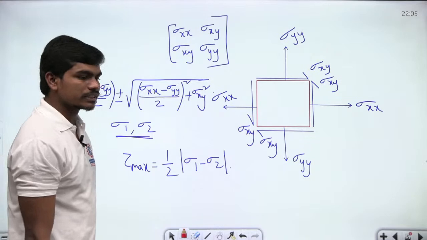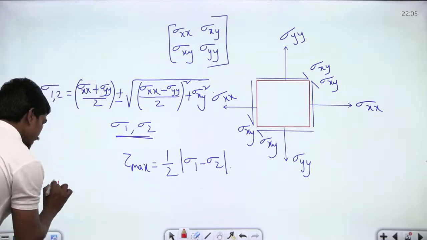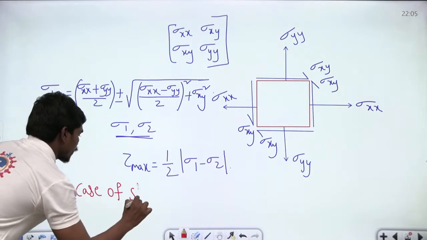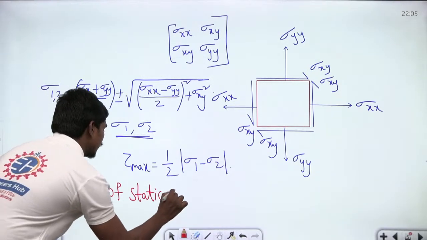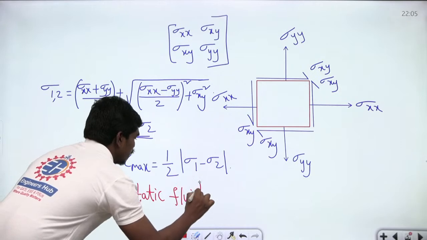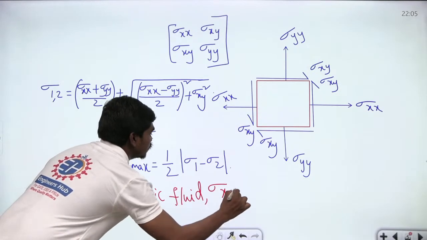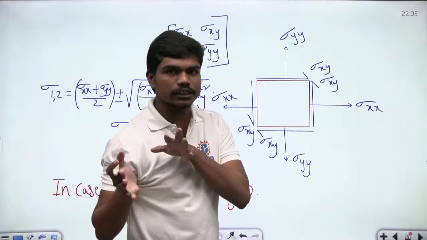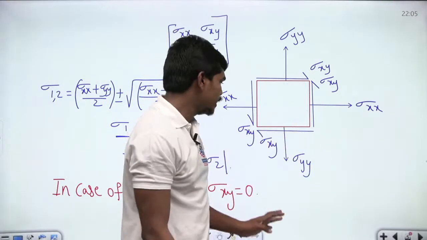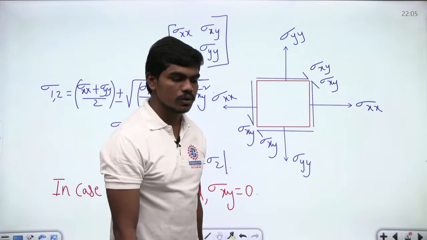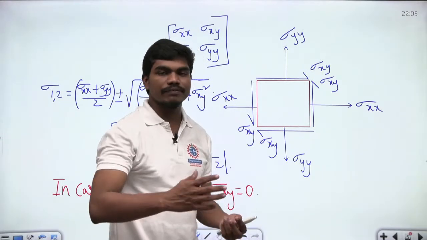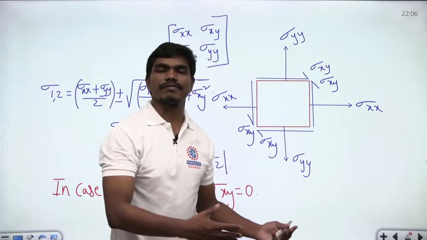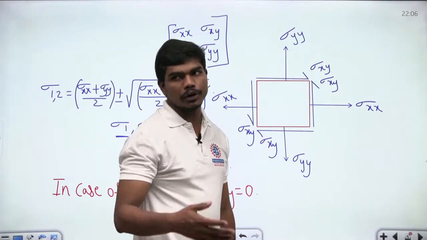Look, in case of a static fluid, your sigma xy is equal to 0. Correct? Yes or no? Whenever a fluid is static or all the layers of the fluid are moving at constant velocity, then sigma xy is equal to 0. Is that clear? Why? Because if there is some shear stress, then there is some relative motion between the elements, as we have seen in the first chapter. Correct? Tau is equal to mu into du by dy.